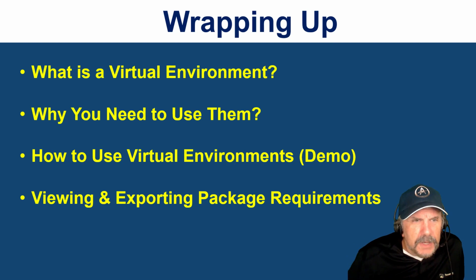And we talked quite a bit about viewing and exporting the package requirements, right? We use pip list and pip freeze. Pip freeze is the one which you would then direct it with a little piping into an output file, requirements.txt, which you could then use somewhere else to install and recreate your environment. Pip list is really just for a quick listing of what's in there.